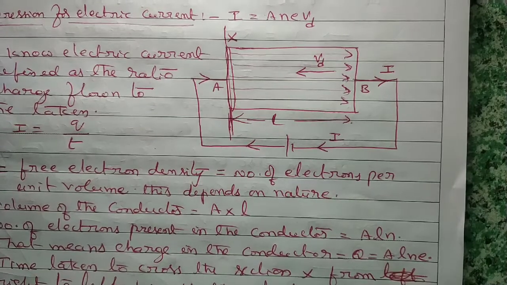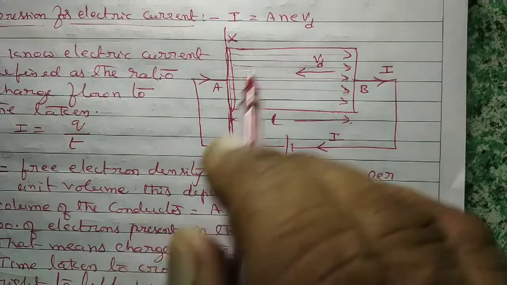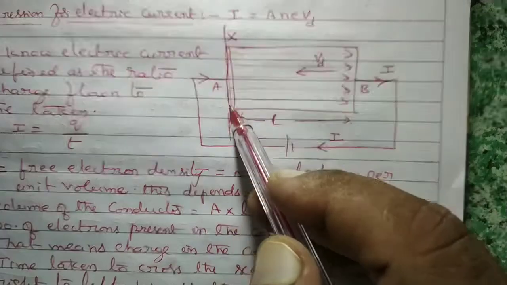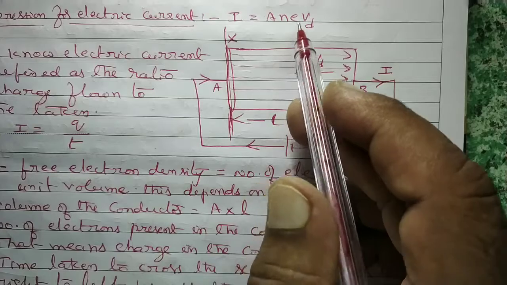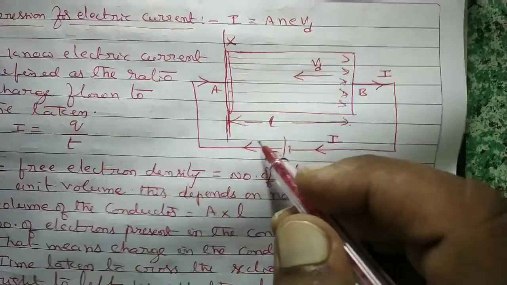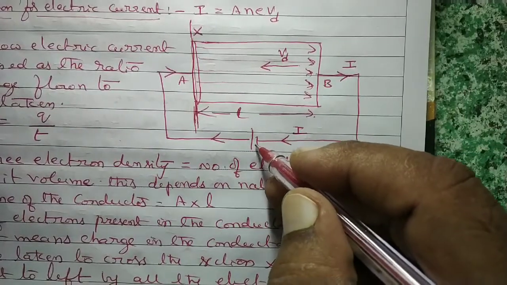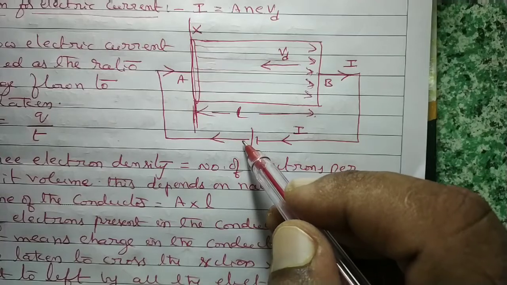Dear students, today we are going to listen about electric current through conductors, in which first we are going to derive a small expression for electric current, which is equal to ANeVd. In this, A means cross section of the conductor, N means number of electrons in unit volume, e means charge of electron, Vd means what? Drift velocity.